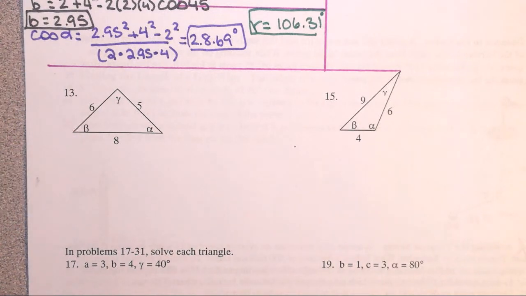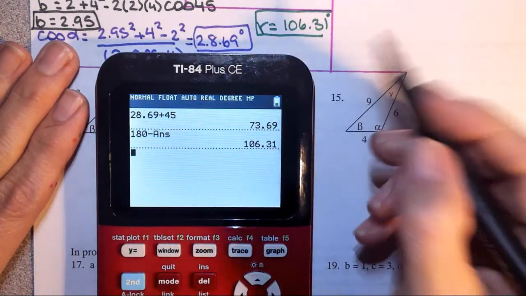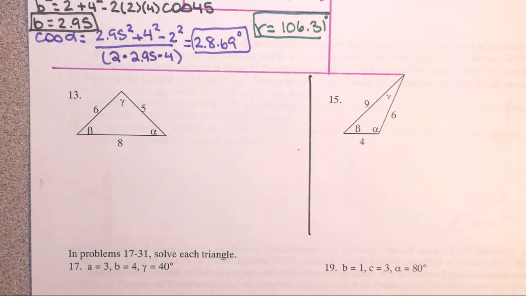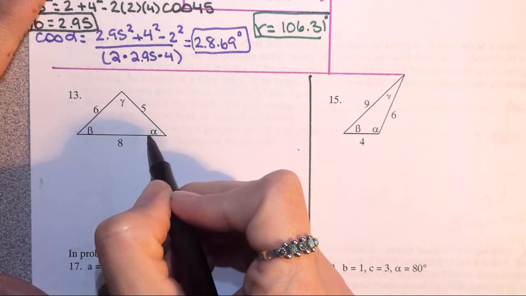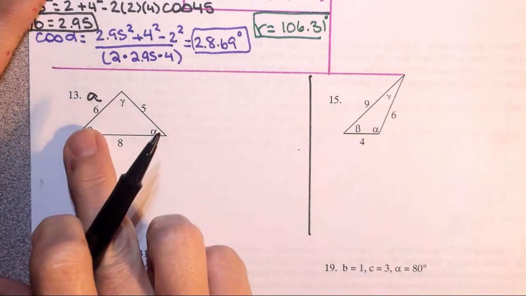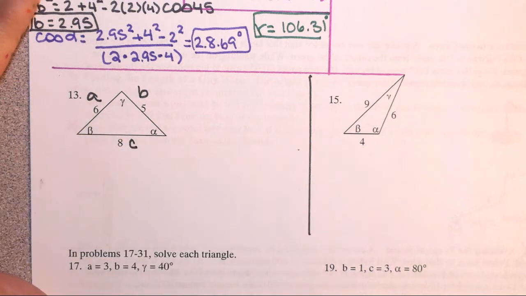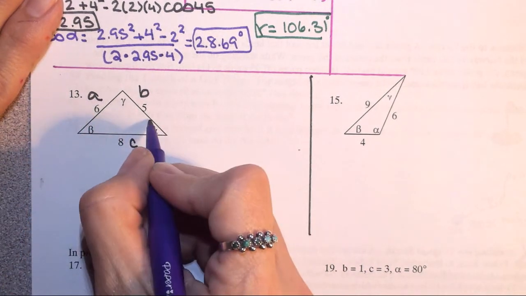So on problem 13, this time they give me all the sides and I need to go find all the angles. So we just have to decide again where A, B, and C are and then plug in. If alpha is over here in the right hand corner, then opposite that is my A. Beta is in the left hand corner, so opposite that is B, which leaves 8 to be C. I'm going to start off the same way. I'm going to go find alpha first.